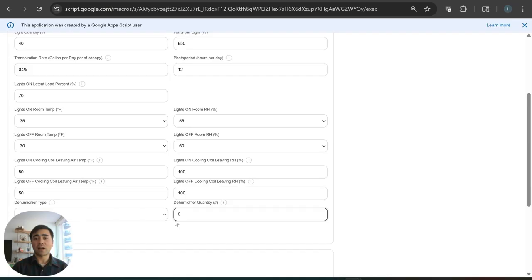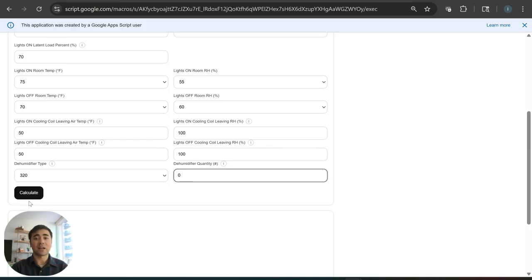If you're analyzing a fully decoupled system, where the air conditioning system is cooling only with no reheat, enter enough dehumidifiers, or keep entering dehumidifiers until reheat equals 0 in the outputs. Or you can enter an intermediate amount of dehumidifiers, which would be an integrated system with reheat that also has some dehumidifiers to help supplement. I'm going to look at this first as an integrated system, so I'm going to enter 0 for dehumidifier quantity and then click calculate.